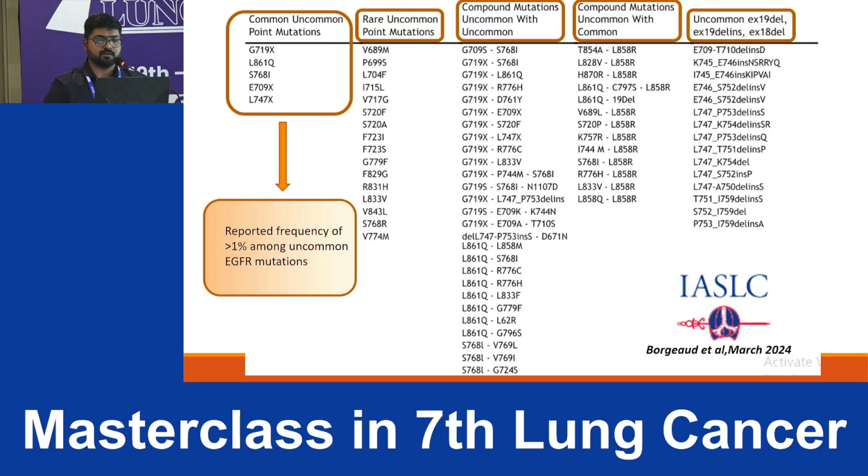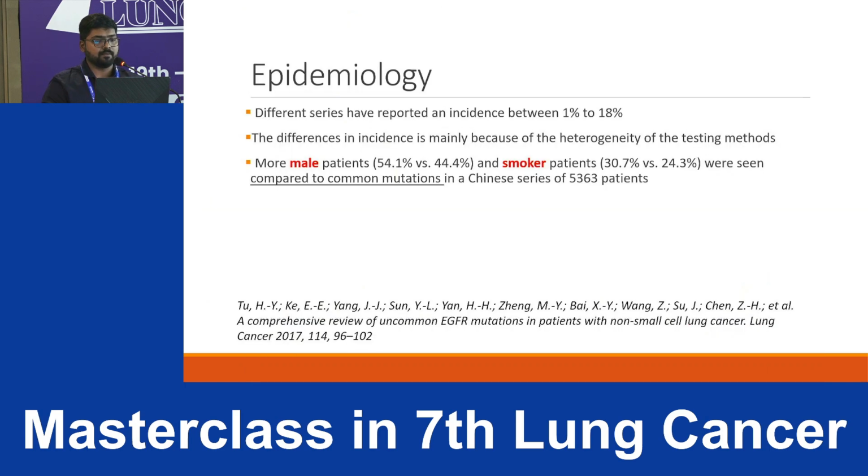There is another recently published systematic review where they have grouped the EGFR uncommon mutations based on their frequency and type. Basically, they group the point mutations into common and rare, and the compound mutations in combination with uncommon and common, and then uncommon exon 19 deletions.